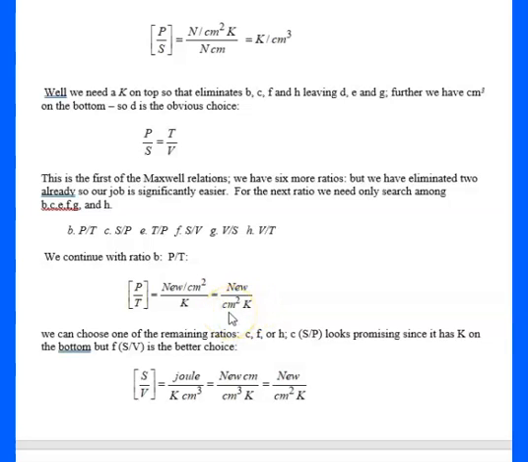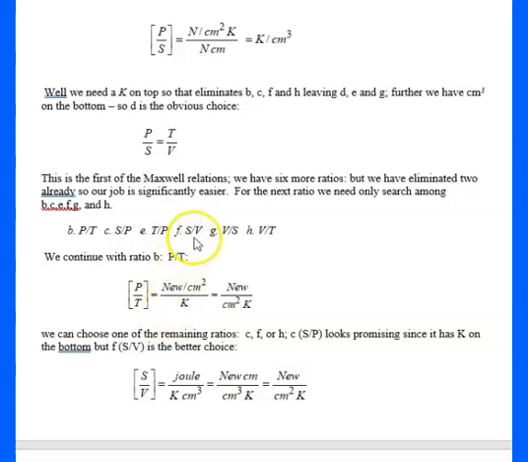Now I ask which of the 5 remaining have newtons per square centimeter Kelvin? So I've got Kelvin on the bottom. It's possible, but here it's cubic centimeters. Now, that's no good. Here I have Kelvin on top. Now, that's no good. Here I have Kelvin on the bottom. That's possible, but I don't have newtons. Let's see. Actually, I do, because S is joules, and joules contains newtons.